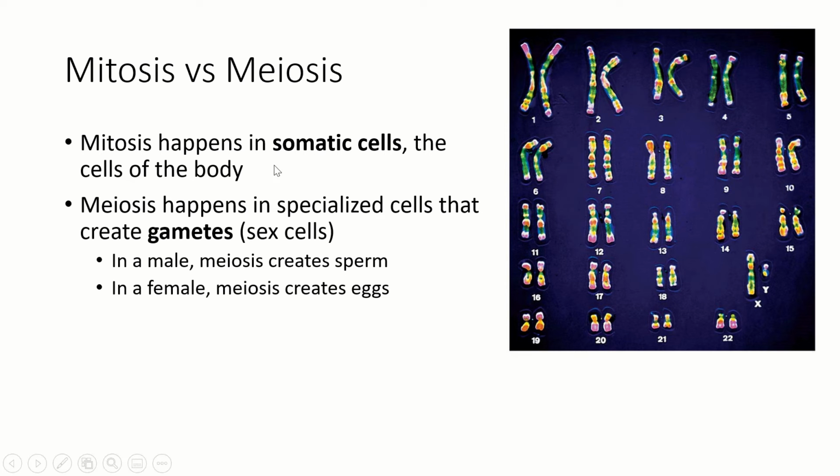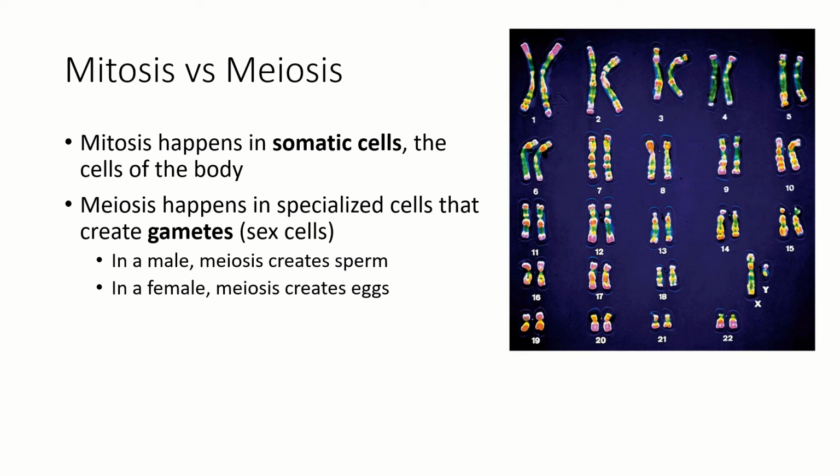So mitosis happens in what we call somatic cells. That is all the cells that make up the body. Now, not all the cells in the body or in any organism do mitosis. We talked before about how some cells do mitosis and some don't. But at any rate, all of those are the somatic cells, and they're the ones that generally do mitosis.